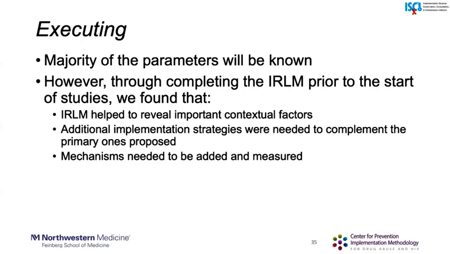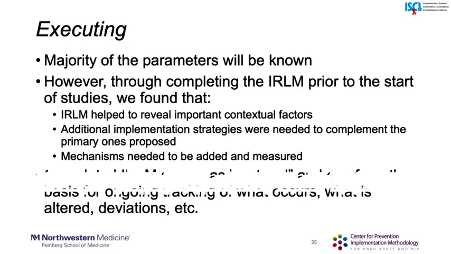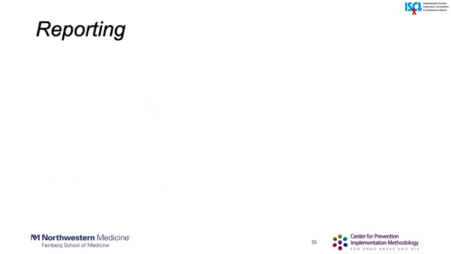We also found that a lot of additional implementation strategies were likely to be needed to complement the primary ones that were proposed. Oftentimes we are proposing fairly complex multi-component strategies, but we don't necessarily think through all of the components of those, or maybe some other strategies that need to be used to actually get those components of the strategy implemented. And of course, the mechanisms needed to be added and measured since they weren't part of the focus. This completed IRLM during the executing process really serves as your protocol and can form the basis for ongoing tracking of what occurs, what is altered, deviations from the protocol, etc.